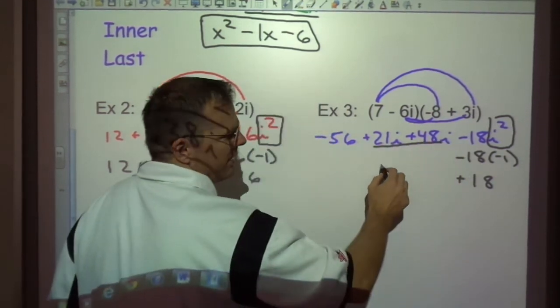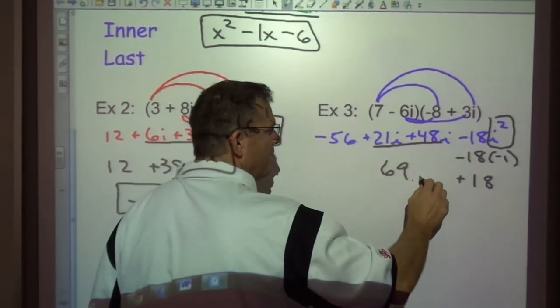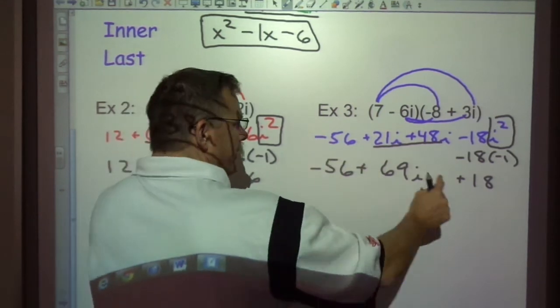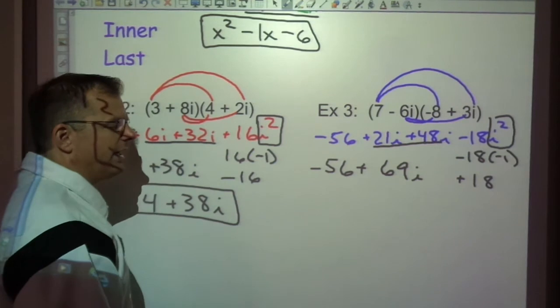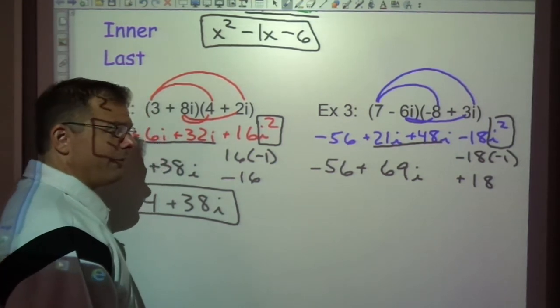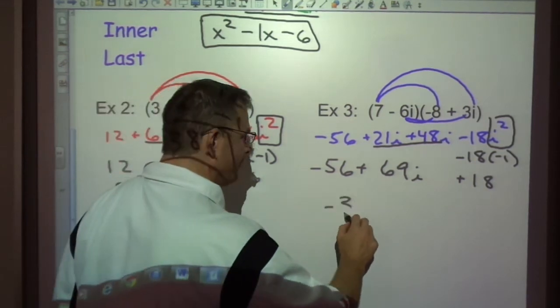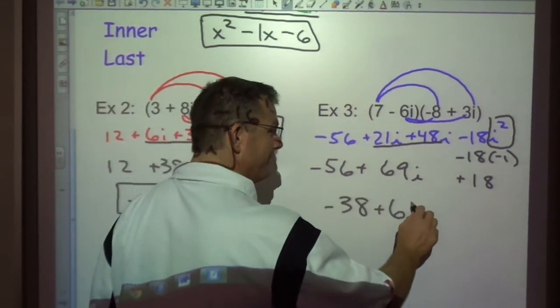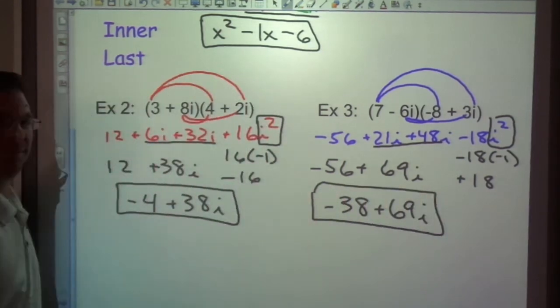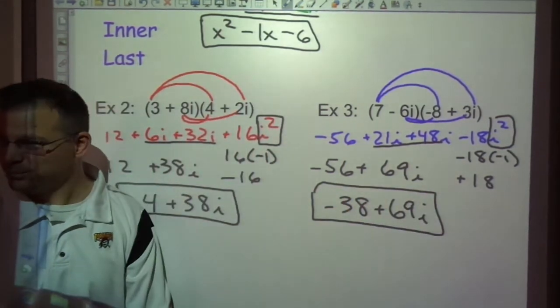These two together can make a positive 69i, and this is -56. I have some plain numbers that can go together. Well, fantastic. I get to subtract 56 minus 18 on camera. It is -38. Whew. Right? Okay. And now we have my a plus bi.